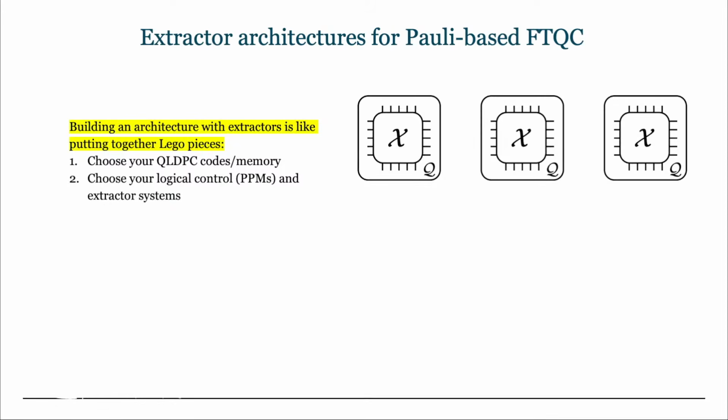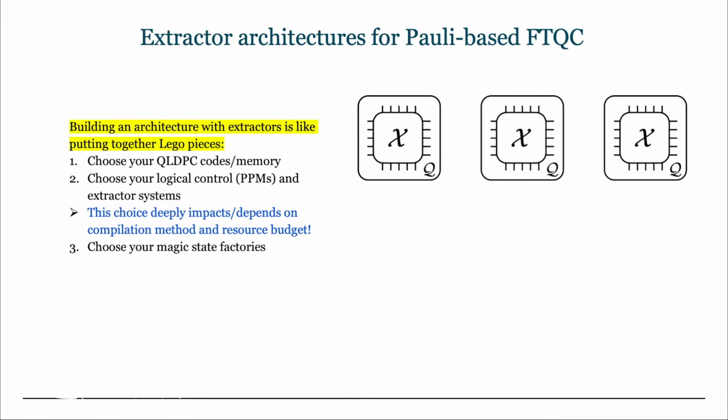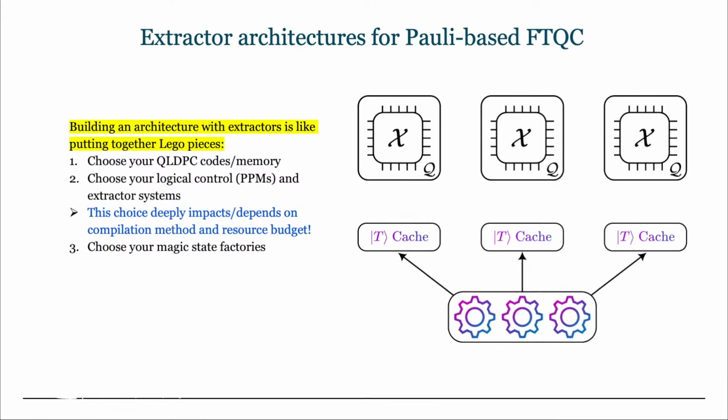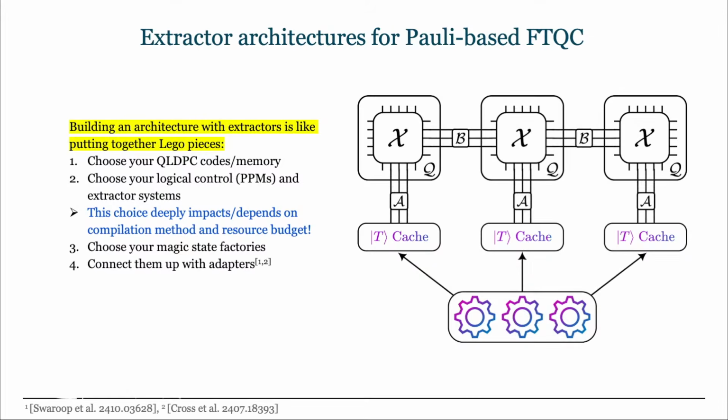You can do this in block. There are many design choices, whether you want to do it on the memory directly or on a separate processor. This choice of logical control has a very deep impact on the compilation methods we'll use and the resource budget we'll have for specific applications. The third step is you choose your magic state factories. Again, there are a lot of designs; you can pick whichever you want. And finally, we'll just connect them up with adapters. This is just one way to make sure that the logical information can flow between disjoint blocks. Okay? And this is an LDPC architecture.